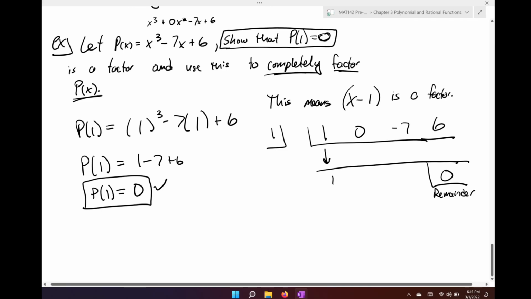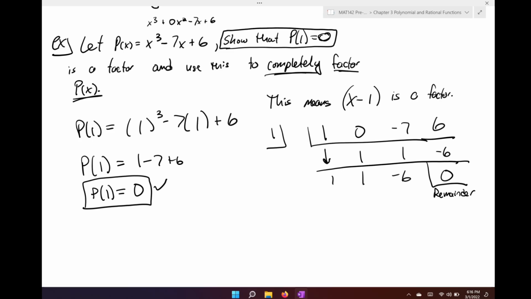So watch what happens here. 1 times 1 is 1. 0 plus 1 is 1. 1 times 1 is 1 again. Negative 7 plus 1 is negative 6. And 1 times negative 6 is negative 6. And then finally, 6 plus negative 6 is 0.